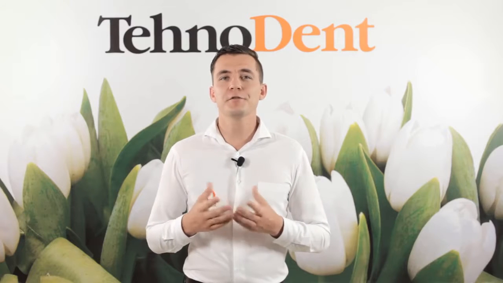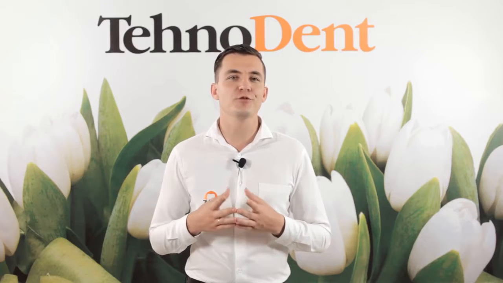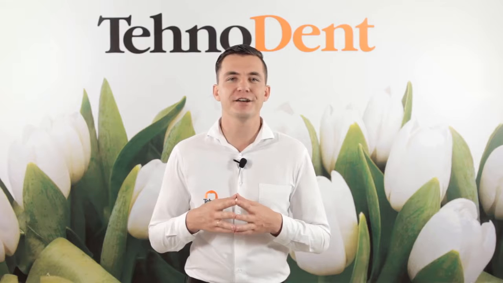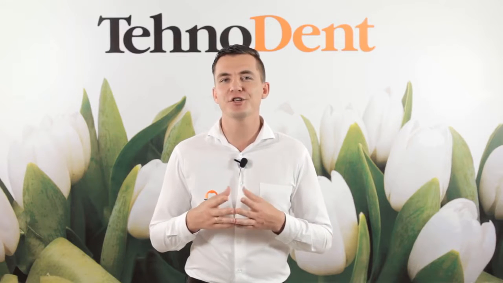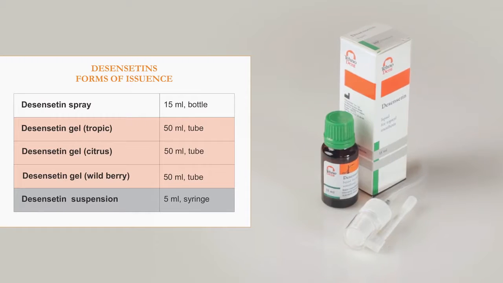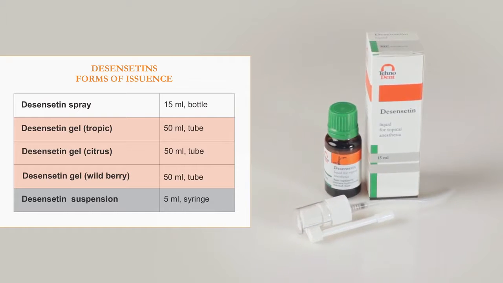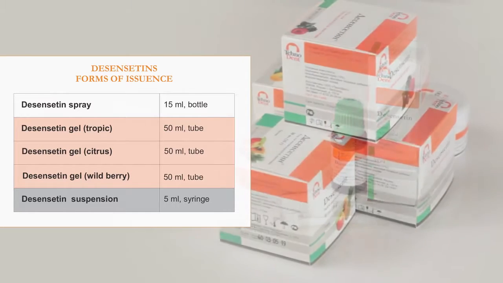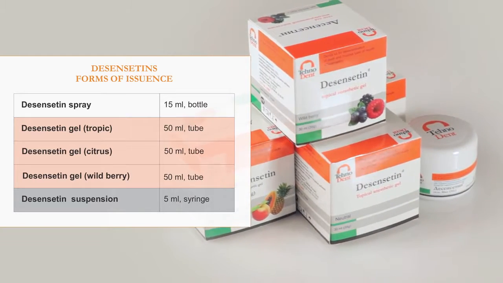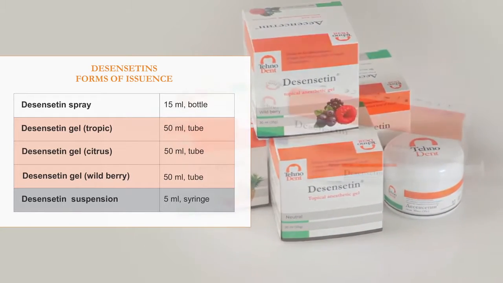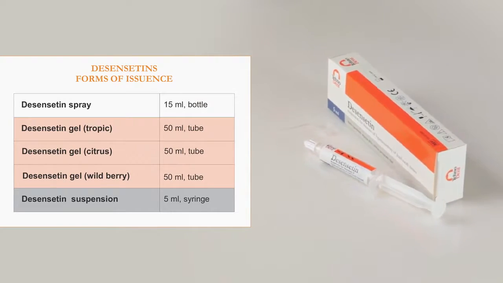The top result in using our materials is highly appreciated by dentists not only from Russia but also from CIS countries, West and East Europe, Middle Eastern countries, Southeast Asia and Latin America. For sale you could find the following materials: Desensetin spray bottle 15 ml, Desensetin gel tube 50 ml, flavors tropic, citrus and wild berry, and Desensetin suspension in a syringe 5 ml.